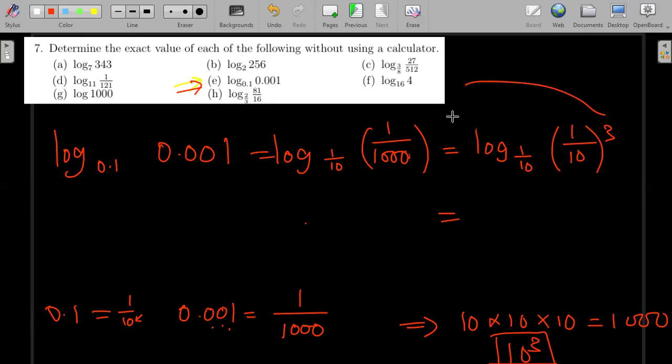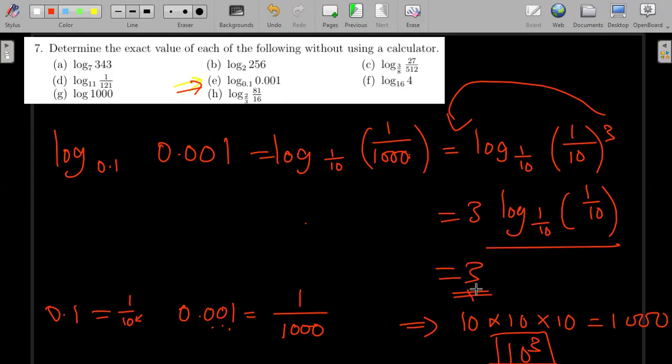Okay, so meaning the 3 will drop. So I have 3 log 1 over 10, and then 1 over 10. This will give me a 1. So I only remain with 3 as my answer. Okay, so any questions there?